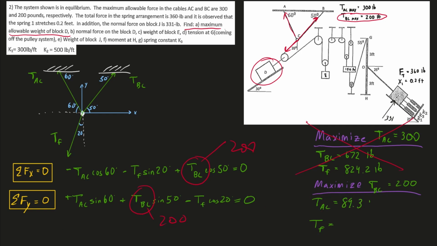We'll get 89.3 pounds for TAC and 245.3 pounds for TF. So, looking at that other cable, TAC, we see that it is well below its maximum limit. And of course, TF has no limit given in the problem. So we know that this is the reality of the situation.